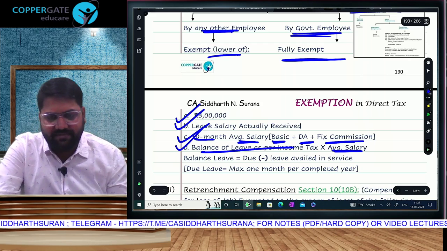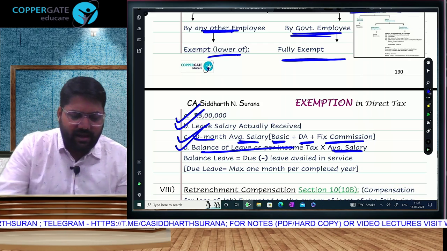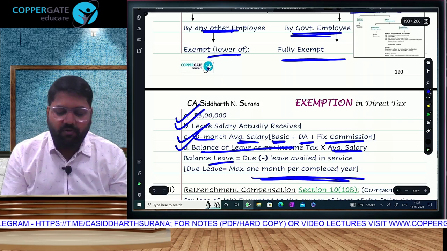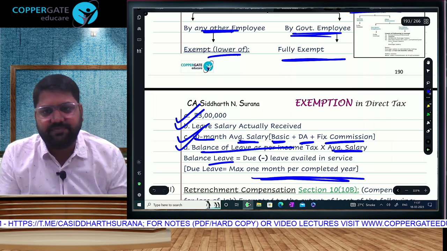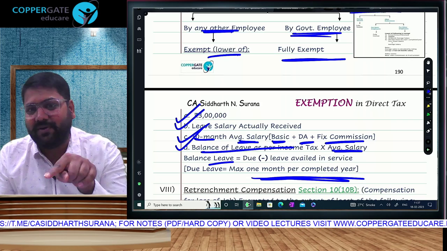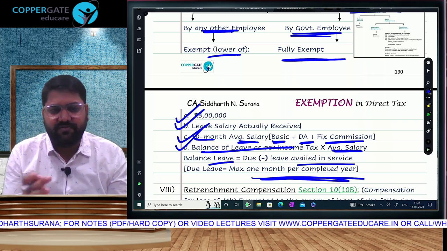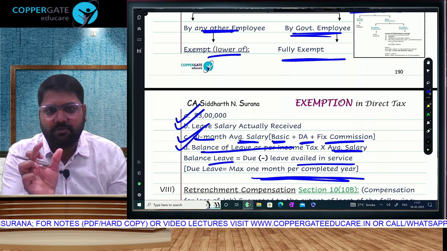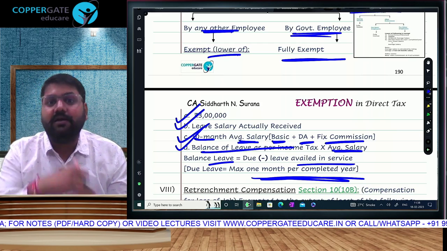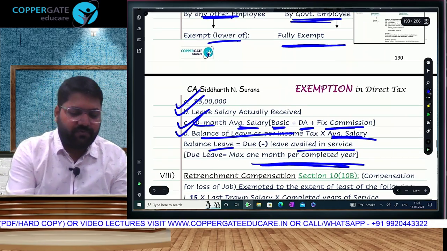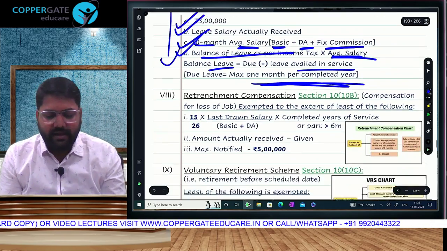How to compute balance leave as per income tax? Over your working life, whatever is the leave available to you, the due leave, whatever your boss gives you, for tax purposes we will take maximum 1 month per year, minus the leave that you have taken during your years of service. So due leave at maximum 1 month per year minus whatever you have taken, that balance leave into the same average salary that you have computed above. Out of the four, whichever is lowest will become your exemption.